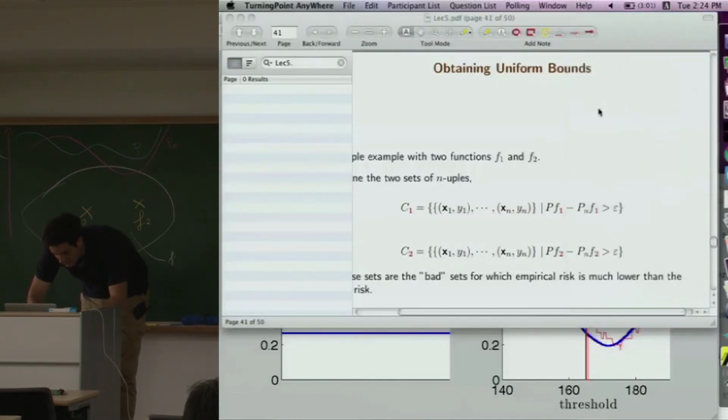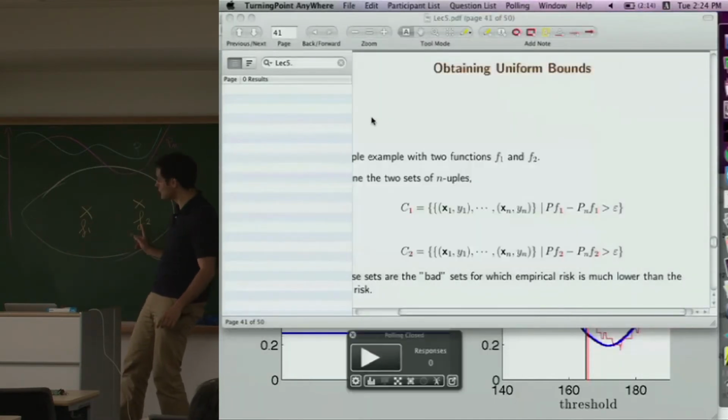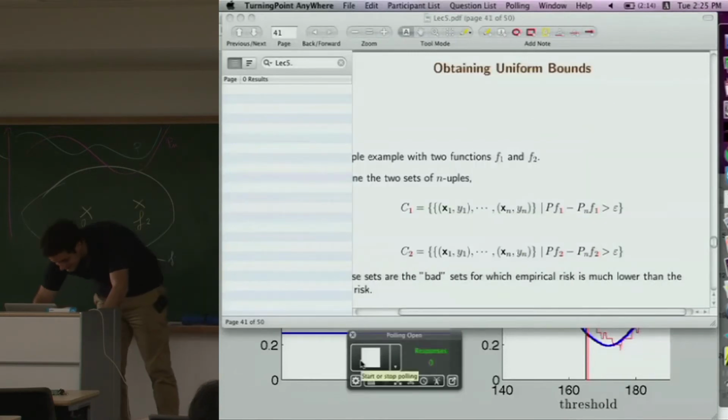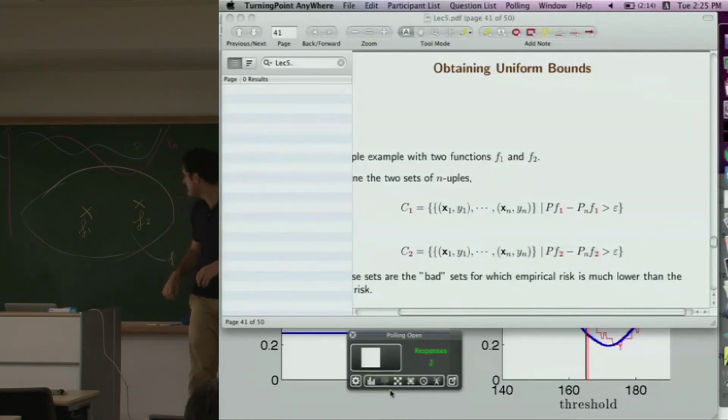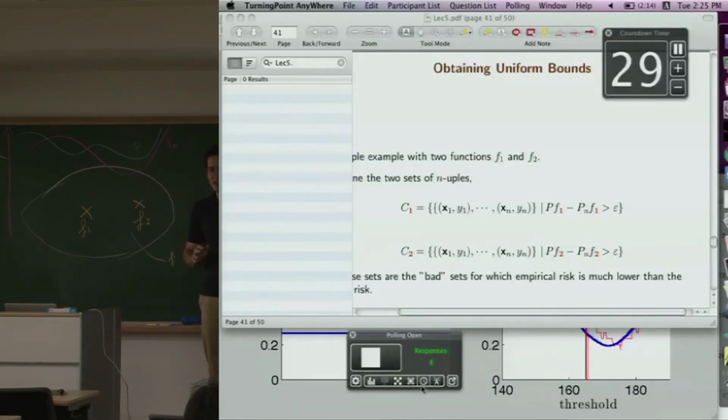Okay, so 1 is f1, and 2 is f2, okay? So this is just a sanity check to be sure that some people are following what's happening. So again, this is the empirical loss. This is the true loss, the true risk. Our function class is just two functions, f1 and f2. Which of those two is more interesting?